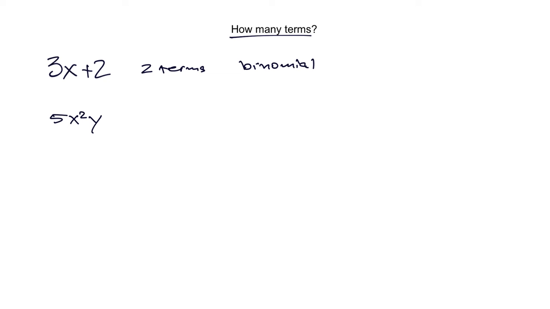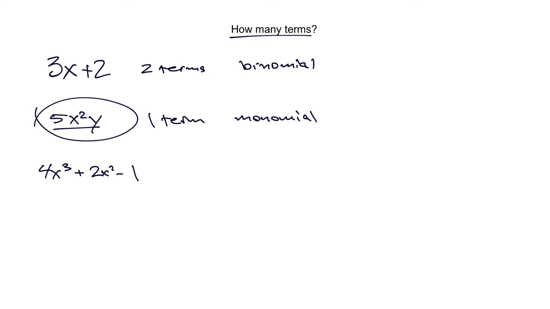Next I have 5 times x squared times y, so 5x squared y. There's only one term here. There's no other term separated by any other operators. So I have one term. This is called a monomial.